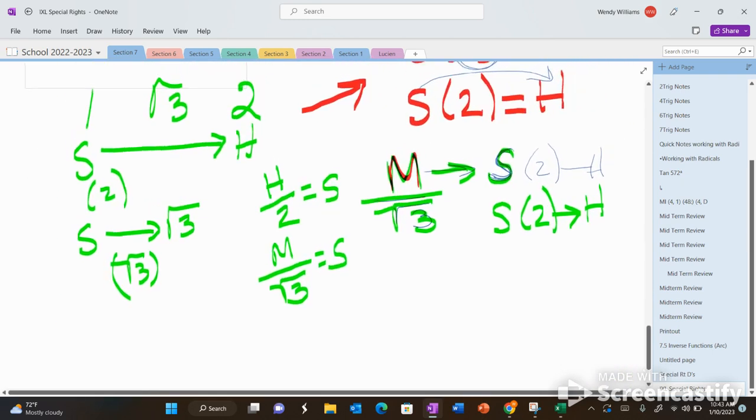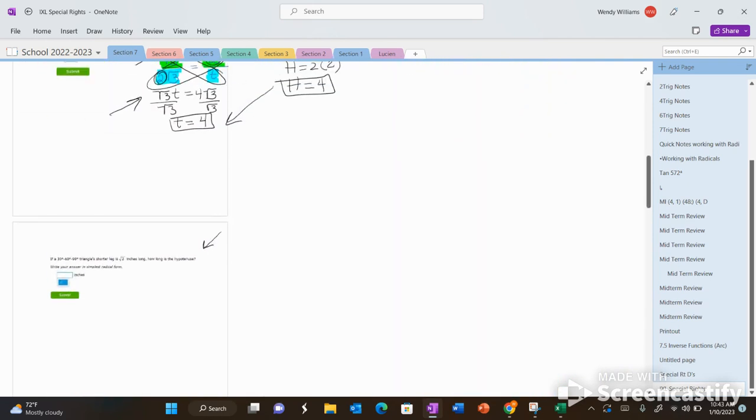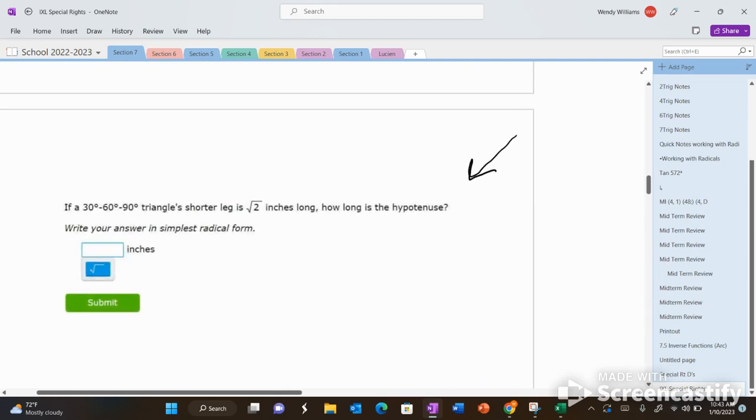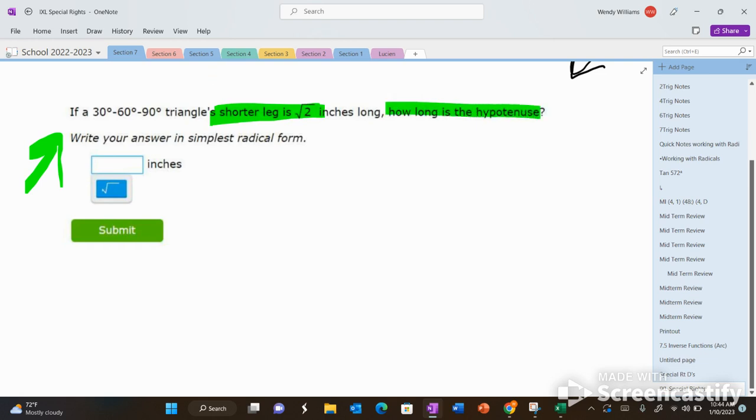All right. I hope that helped. Let's go back to this question. Oh no, Mrs. Williams, there are no triangles. Oh no. All right. That's where knowing what you're doing comes in handy. In a 30, 60, 90, the short leg is the square root of 2. How long is the hypotenuse? Okay. Not hard to do. 1, square root of 3, 2.